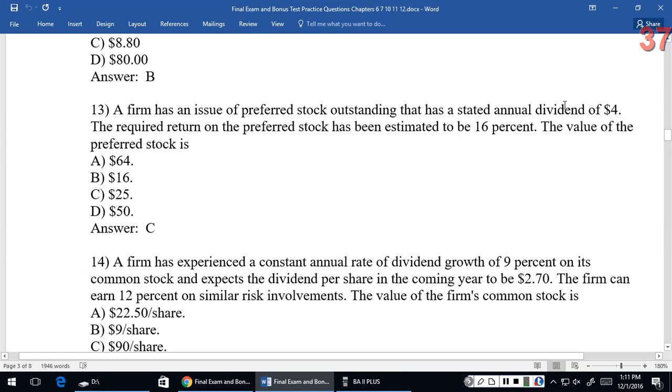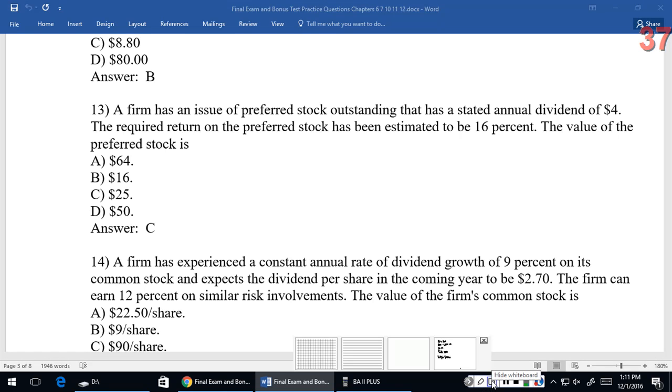So we can use the zero growth model, which simply says that the price of a stock at time period 0 is equal to D1 divided by either K or R, depending on which one we're dealing with, but that's the required return. So in this case, that's going to be $4 divided by 0.16. And I'm assuming, since it says the answer is C, that's $25 even.